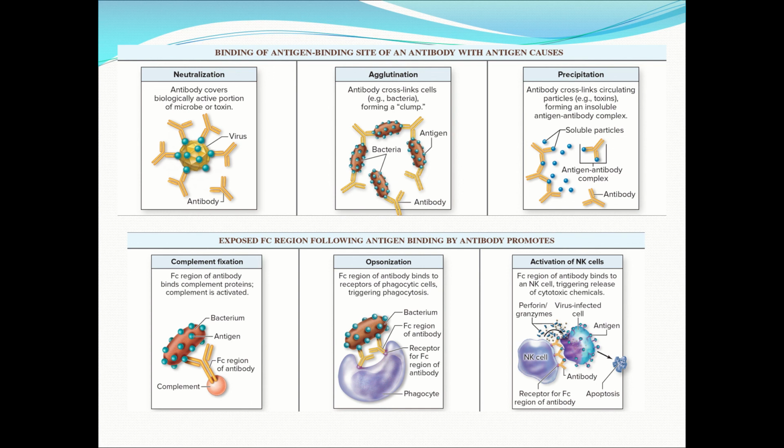And then the bottom three pictures show the exposed Fc or stem region following antigen binding by the antibody will promote complement fixation. So the Fc region of the antibody binds complement proteins and the complement is activated. Or it will promote opsonization. So the Fc region of the antibody binds to receptors of phagocytic cells, triggering phagocytosis. Or it will activate natural killer cells. So the Fc region of the antibody binds to a natural killer cell, triggering the release of cytotoxic chemicals like a T cell would do.